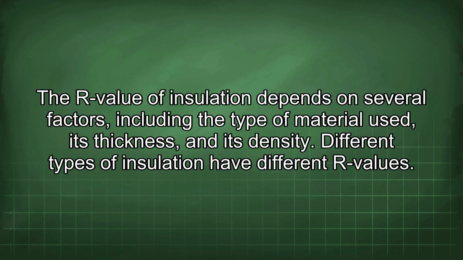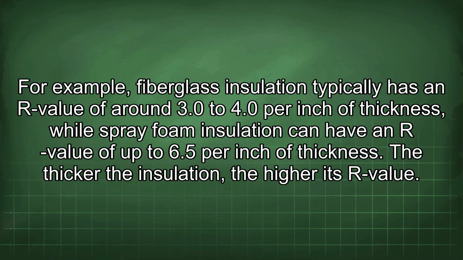The R value of insulation depends on several factors, including the type of material used, its thickness, and its density. Different types of insulation have different R values. For example, fiberglass insulation typically has an R value of around 3.0 to 4.0 per inch of thickness, while spray foam insulation can have an R value of up to 6.5 per inch of thickness.